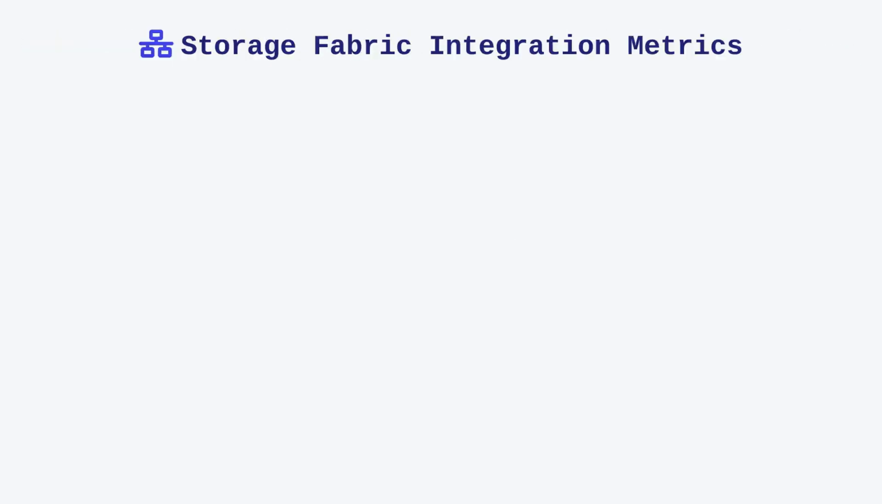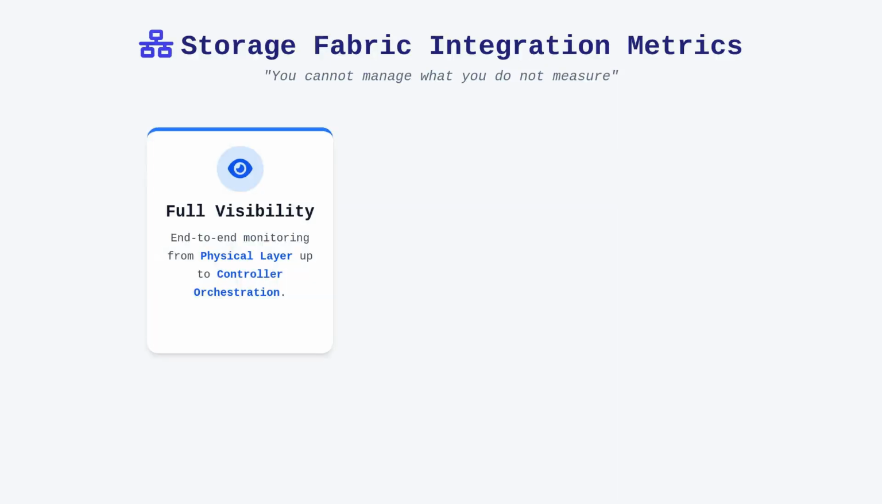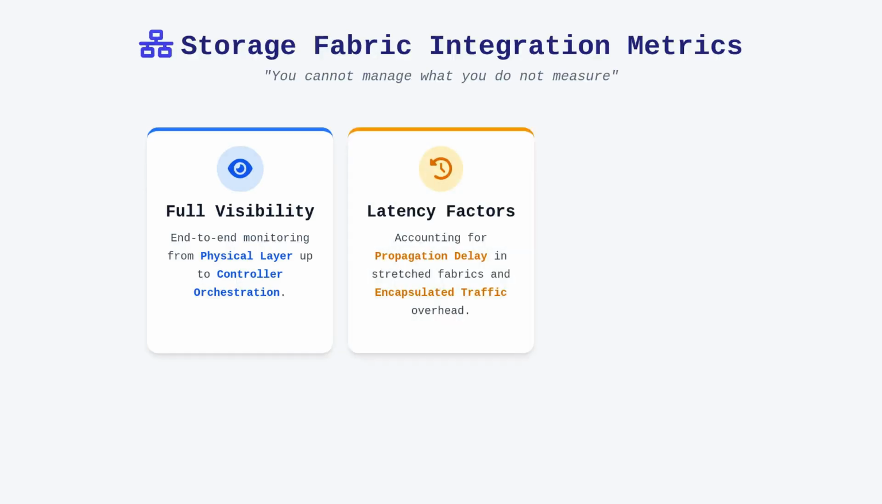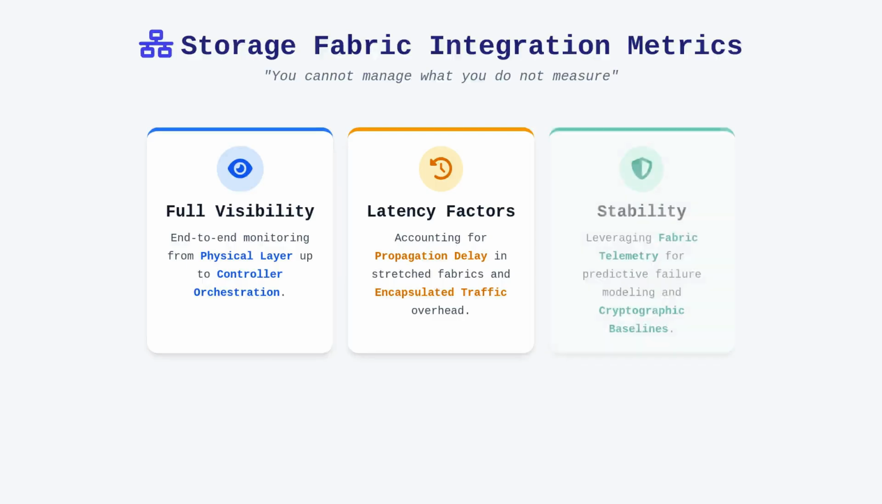Integration metrics are the benchmarks by which we evaluate the health and efficiency of a storage fabric. You cannot manage what you do not measure, and in hybrid cloud deployments, visibility must extend from the physical layer up to the storage controller orchestration. Consider the propagation delay introduced by distance in a stretched fabric configuration. This is a physical constant that software cannot always override.